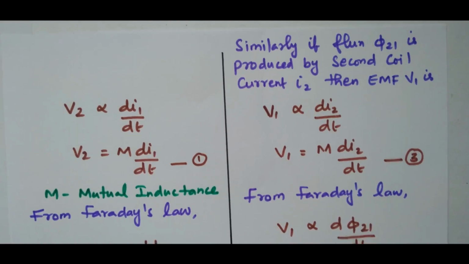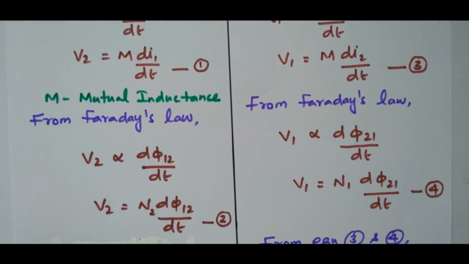So from Faraday's law, V1 is proportional to dφ21 divided by dt. Here φ12 is from the first coil to the second coil, and here φ21 is from the second coil to the first coil. So while equating, we need to introduce a constant N1, the number of turns in the first coil. V1 equals N1 dφ21 divided by dt. This is equation number 4. Now we have two equations, equation 3 and 4.